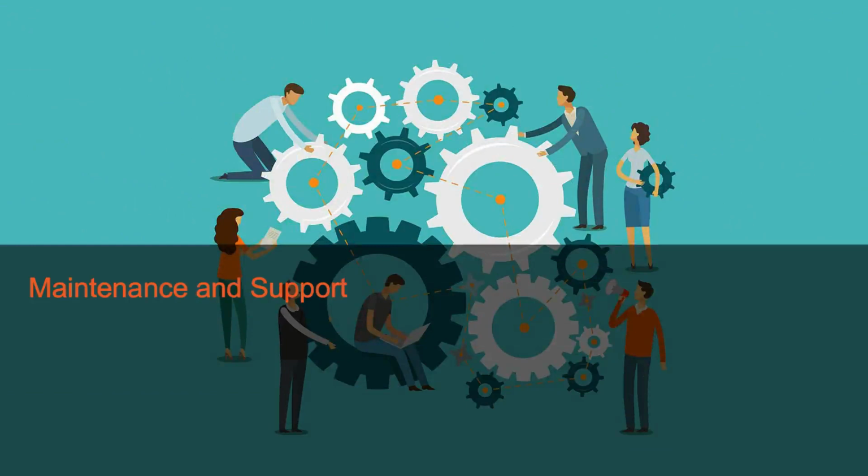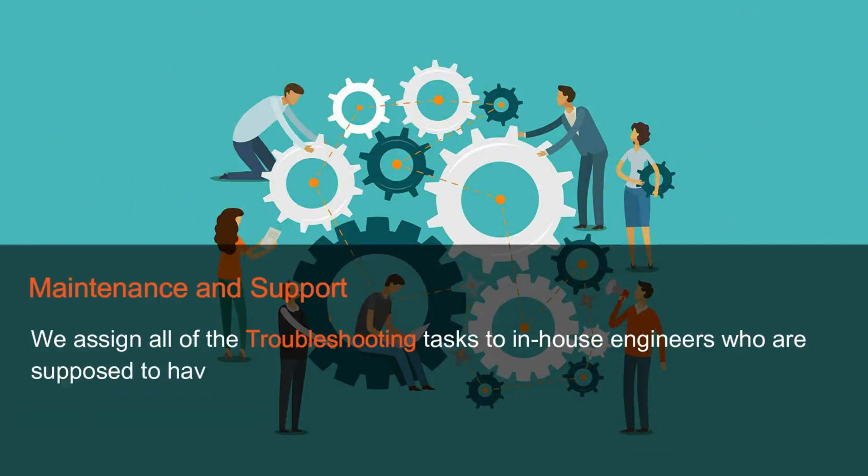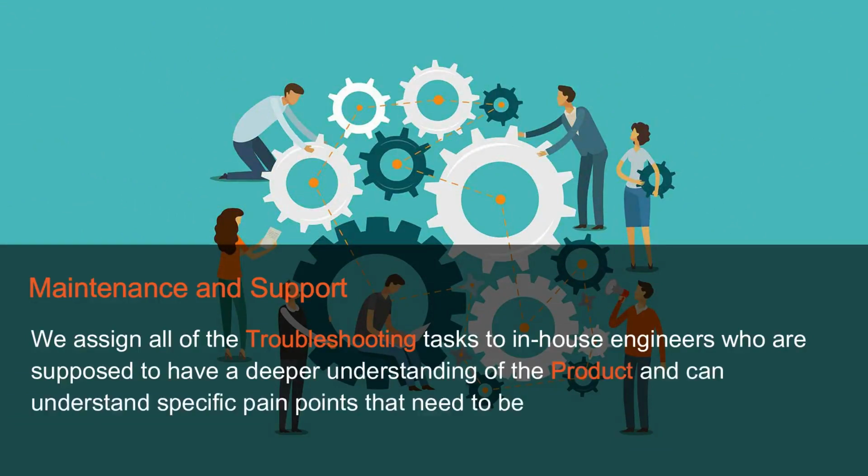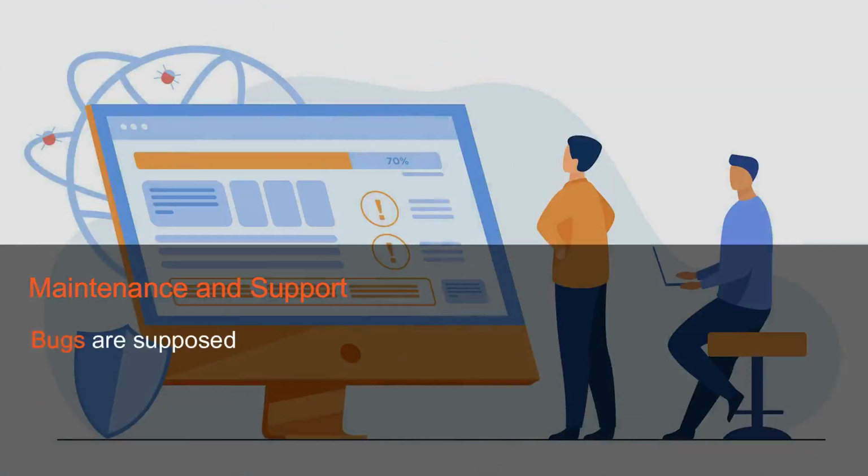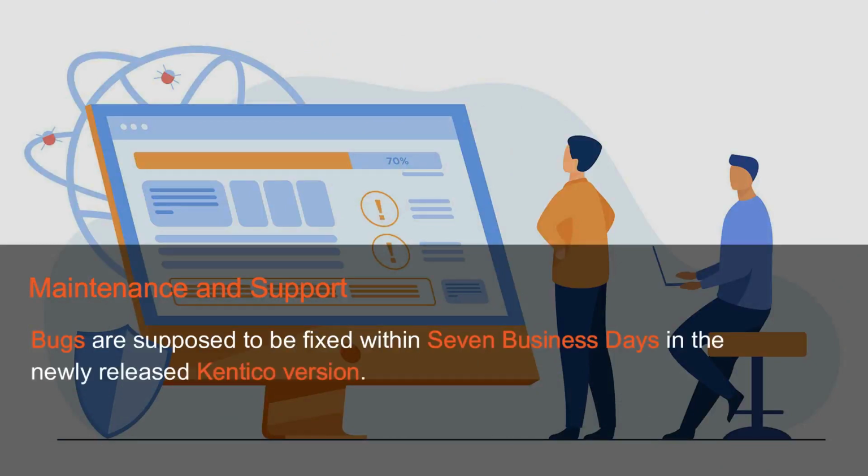Maintenance and support. We assign all of the troubleshooting tasks to in-house engineers who are supposed to have a deeper understanding of the product and can understand specific pain points that need to be addressed. Bugs are supposed to be fixed within 7 business days in the newly released Kentico version.